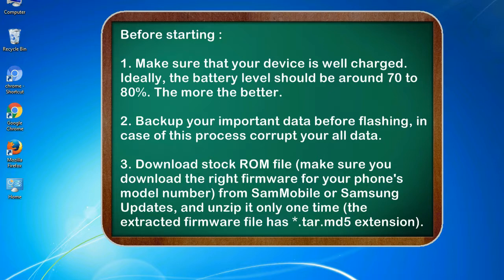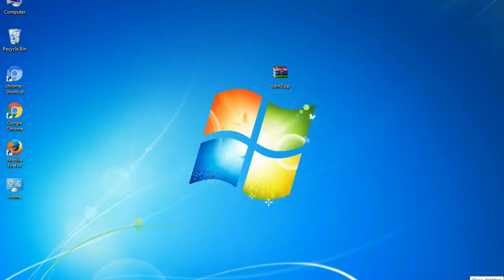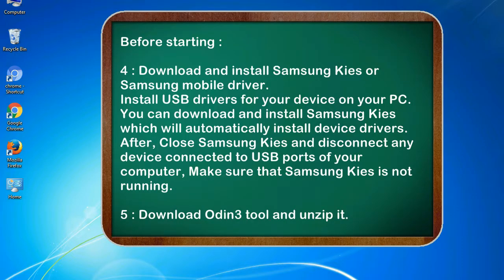3. Download stock ROM file. Make sure you download the right firmware for your phone's model number from SamMobile or Samsung Updates, and unzip it only one time. The extracted firmware file has *.tar.md5 extension.